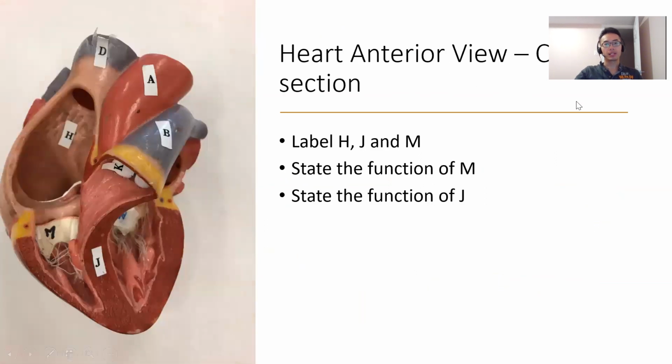Okay, this is a heart anterior view, and it is a coronal section or frontal section. You cut it like this, right? We are supposed to label H, J, and M. So H is the right atrium. J is the septum. M is the tricuspid valve.